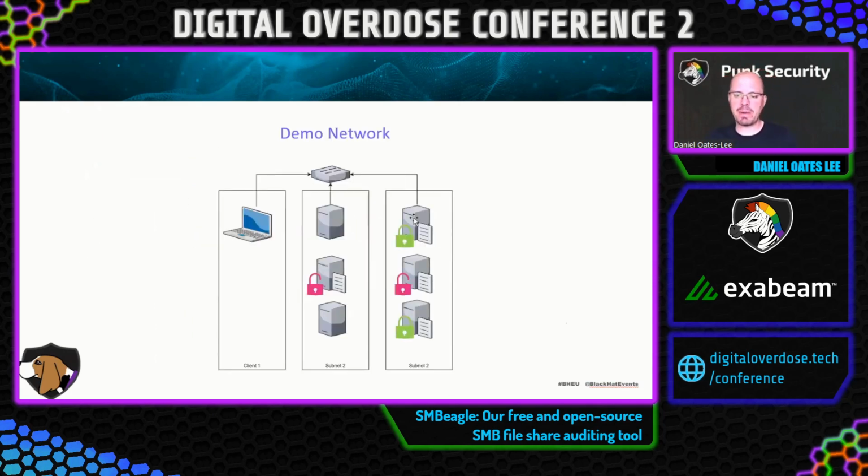So this is a very basic standard network. We have a client here, just a Windows 10 client, and we've got a couple of servers. We've got a couple of domain controllers, a couple of file servers, and a couple of other SMB shares that shouldn't really be open for anybody to use.